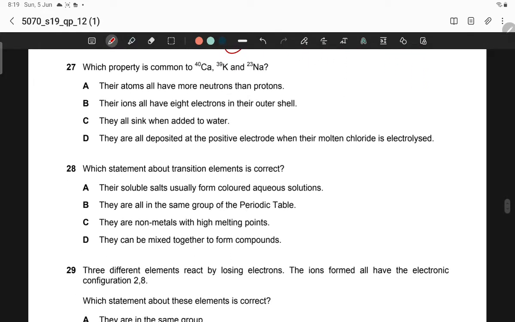Which property is common to calcium 40, potassium 39 and sodium 23? Calcium in group 2, potassium in group 1, sodium in group 1. Their atoms all have more neutrons than protons. 20, 20 and 12. Not all. Their ions will have 8 electrons in their outer shell. Yes, it is correct.